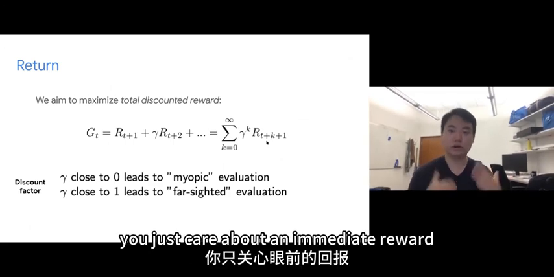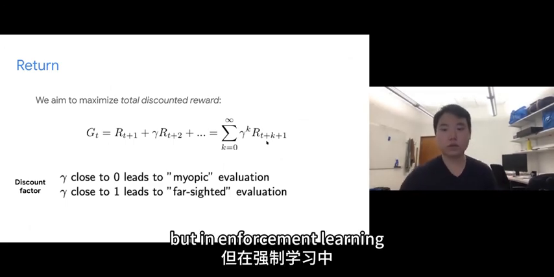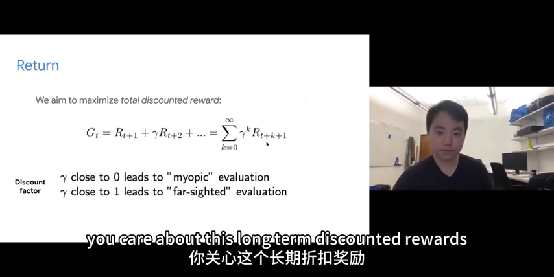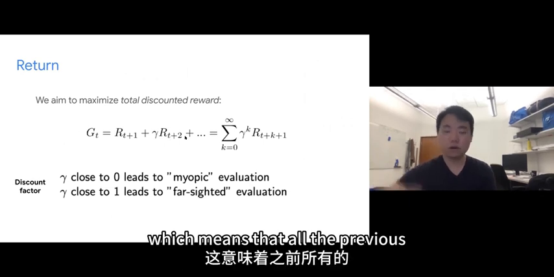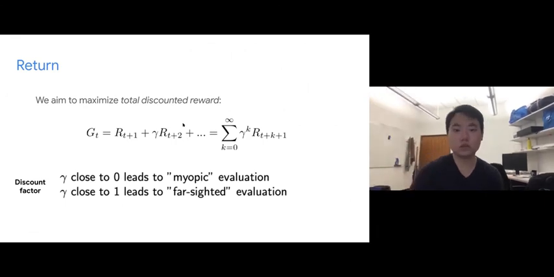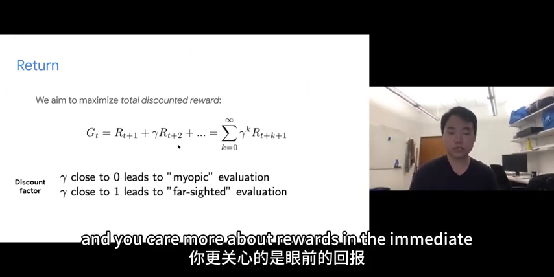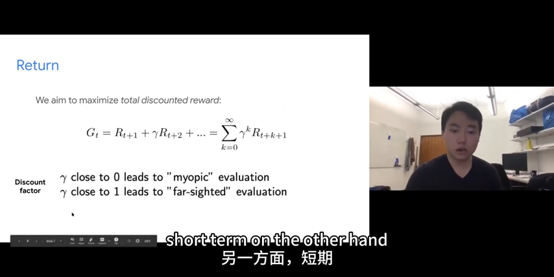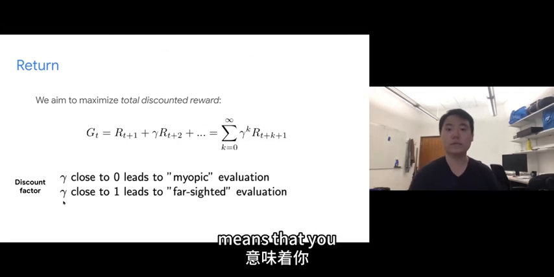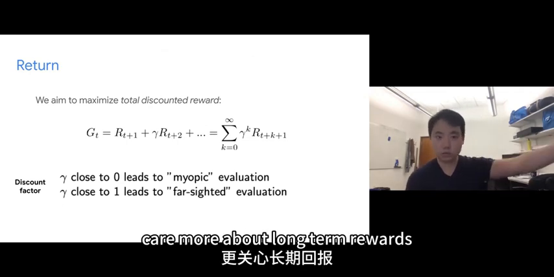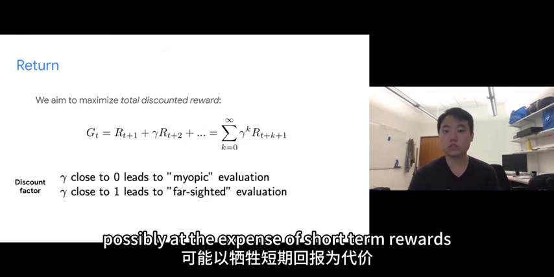In supervised learning, you just care about an immediate reward, but in reinforcement learning, you care about this long-term discounted rewards. And again, just to recap, a discount factor close to 0 means that all the rewards in the future are discounted to be 0, and you care more about rewards in the immediate short term. On the other hand, large values of the discount factor gamma close to 1 means that you care more about long-term rewards, possibly at the expense of short-term rewards.